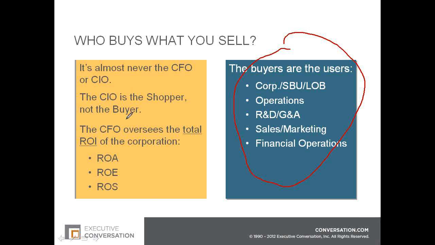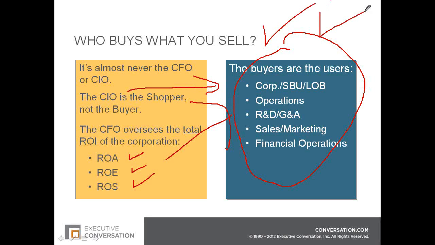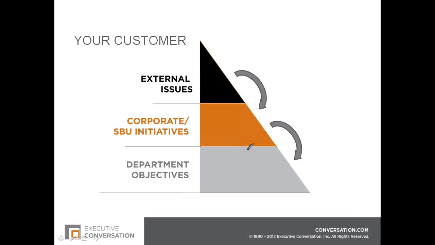Do not look for me to be your buyer. I'm the guy who's going to start checking these boxes off. ROA, ROE, ROS. I'm the one who's going to do the total ROI. I'm the banker for those folks. This CIO is the shopper for those folks. Go to these folks. Got enough lines on the page to make this question obvious? Go to these folks. They're your buyers.